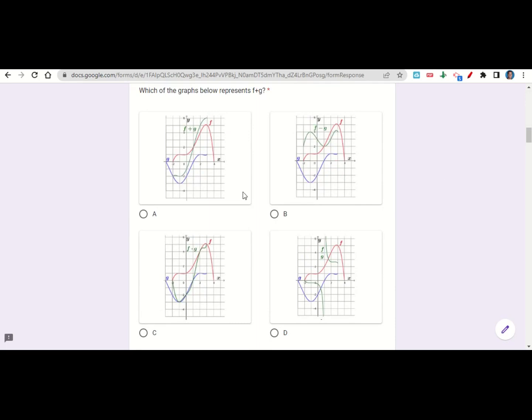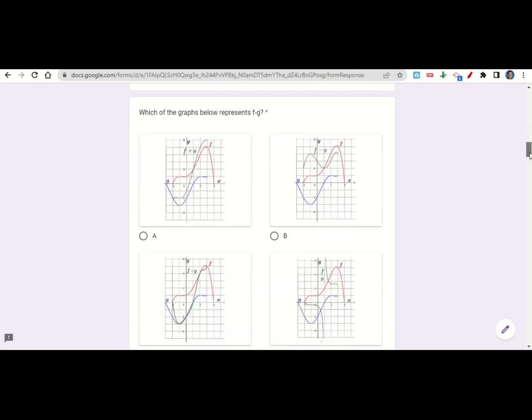Well, let's pick some point on f and g right here. So f is the red one, g is the blue one. If we take this, we can see that f is 1, g is negative 2. So when we add those together, we get negative 1, which is this one. This one passes through negative 1, and it's the only one that passes through negative 1. So it's got to be this one.